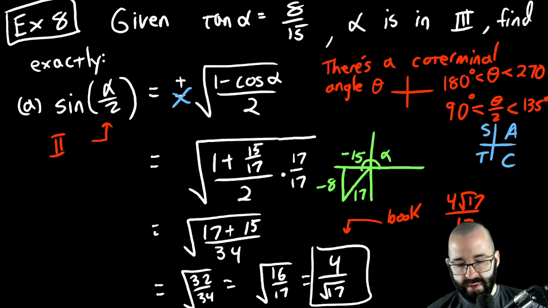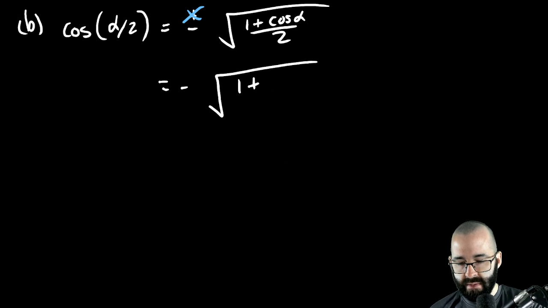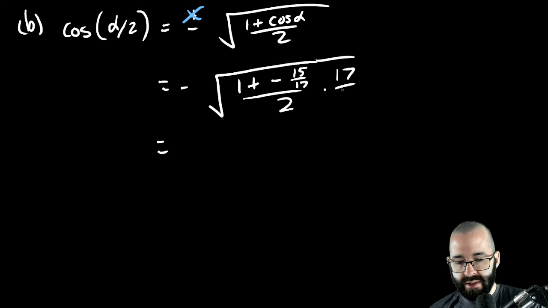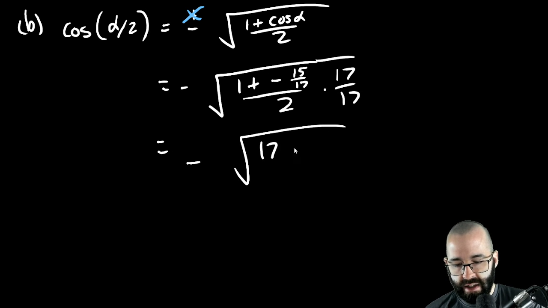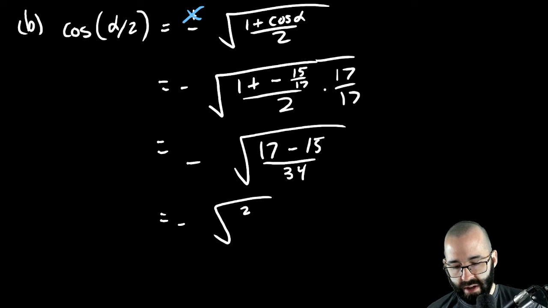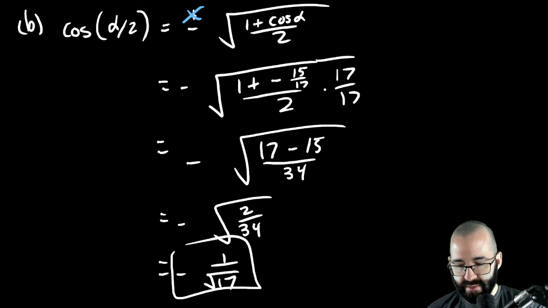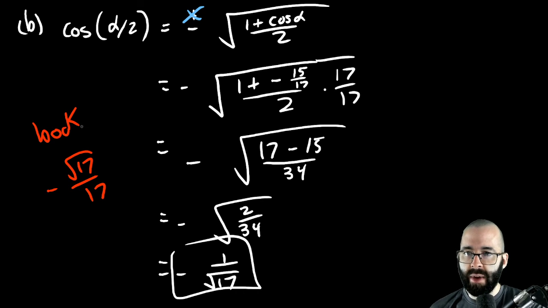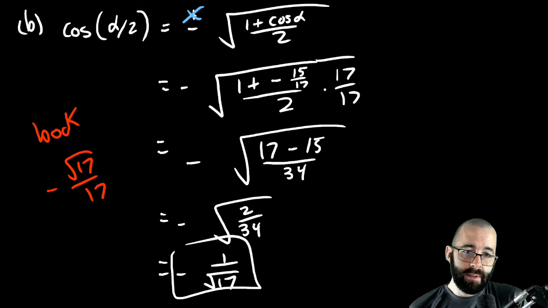Cosine of alpha, just like before, is negative 15 over 17. That turns this into a minus. Just like before, we multiply the top and the bottom inside the square root by 17 over 17. Get 17 minus 15 over 34, the square root of 2 over 34, which again will simplify to 1 over the square root of 17, or the book's answer would be negative root 17 over 17, if you rationalize the denominator. I went through that quick, just to give you a write-up, but hopefully you did it while paused.